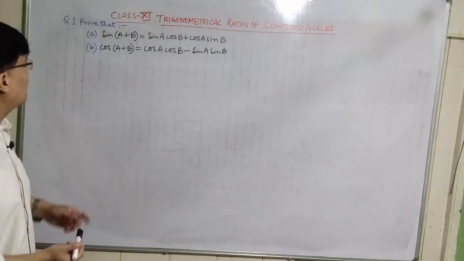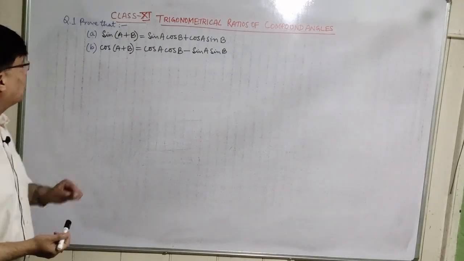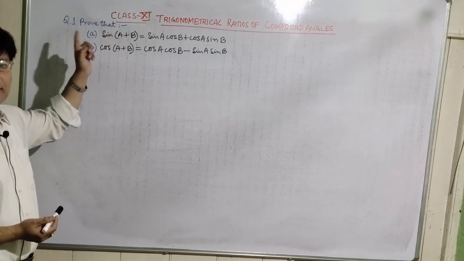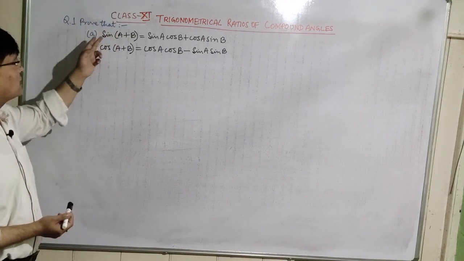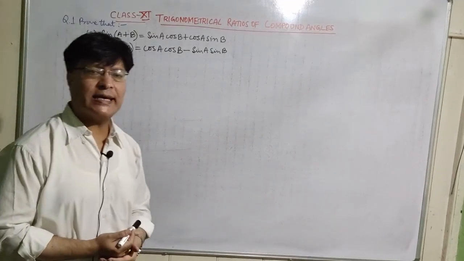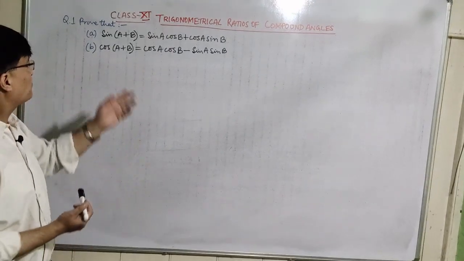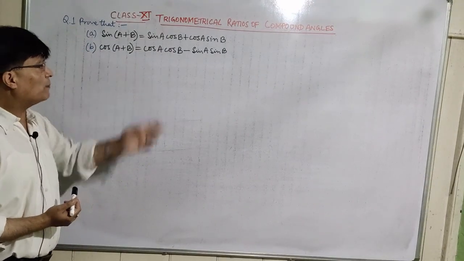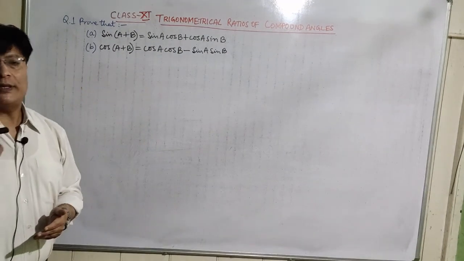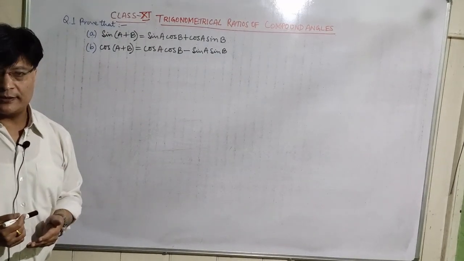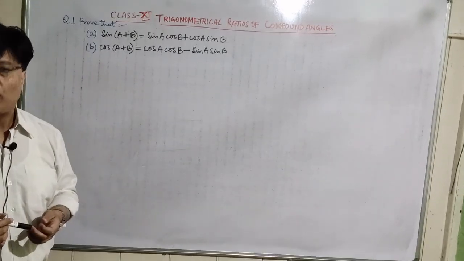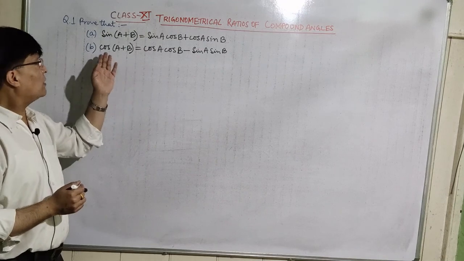So now we will prove these two formulae. That is, question number 1, prove that, you may get the question like this also. Prove that number A, sine of A plus B is equal to sine A cos B plus cos A sine B, and number B is cos of A plus B is equal to cos A cos B minus sine A sine B. So let us prove these two results first. Okay, then we will prove sine of A minus B and cos of A minus B formulae. Is that clear? So now let us prove it.